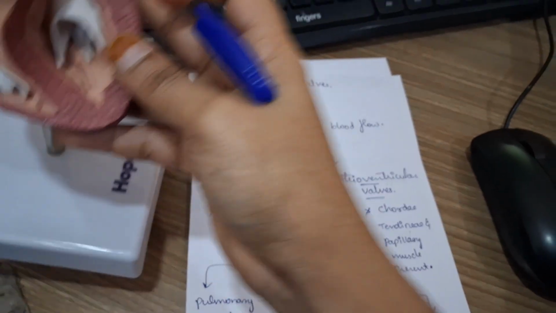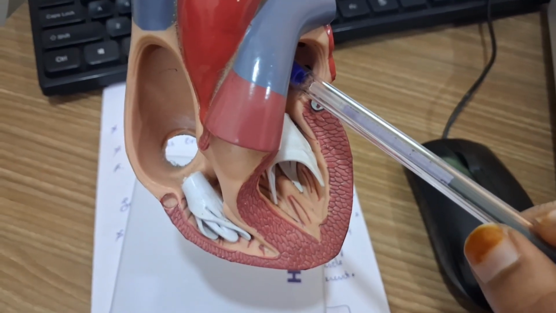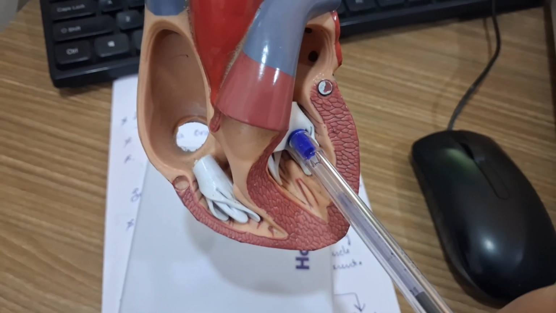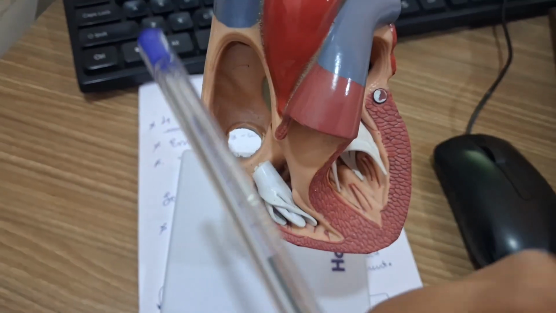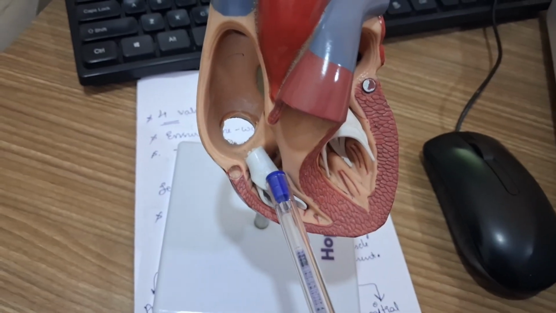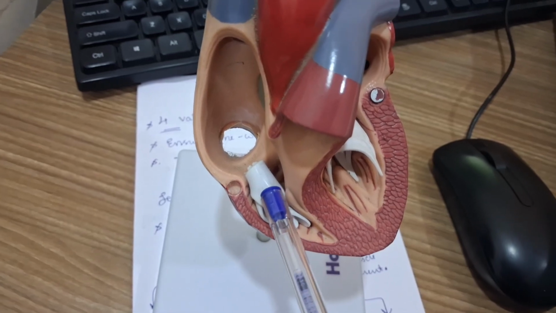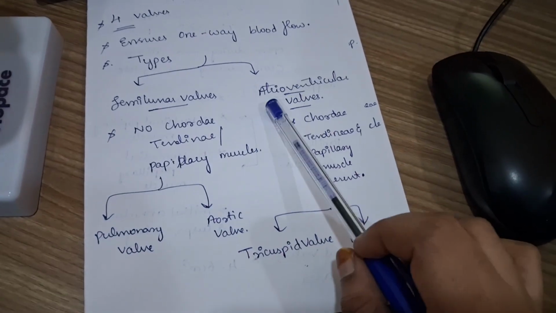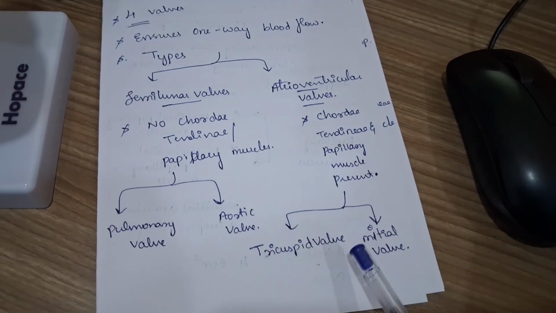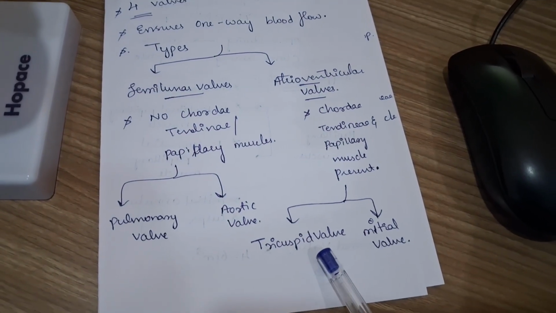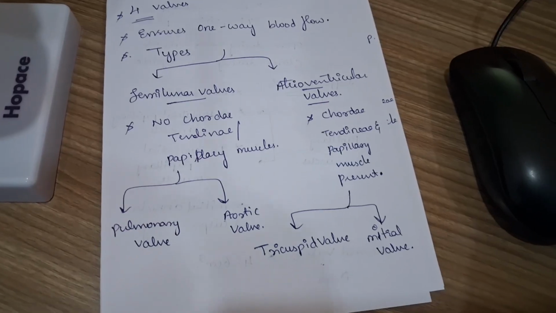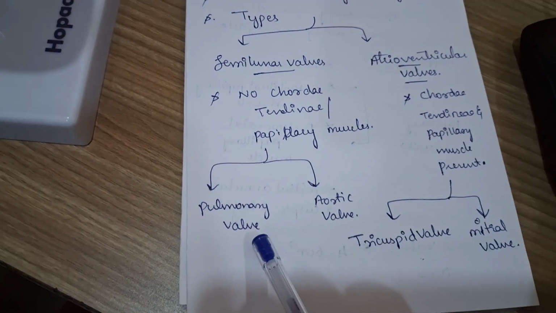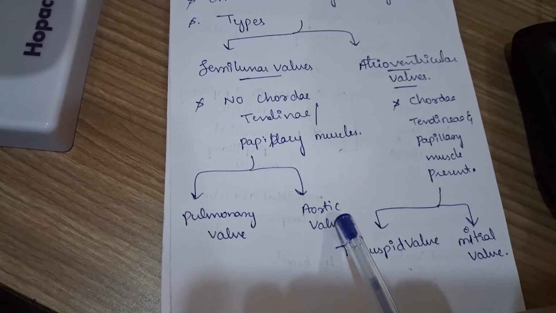The left atrium and left ventricle are connected by the valve called the mitral valve, and the right atrium and right ventricle are connected by a valve called the tricuspid valve. So atrioventricular valves are mainly of 2 types, tricuspid valve and mitral valve. And semilunar valves are majorly 2 types, pulmonary valve and aortic valve.